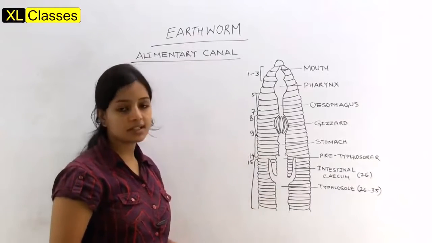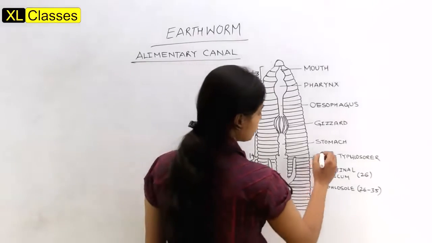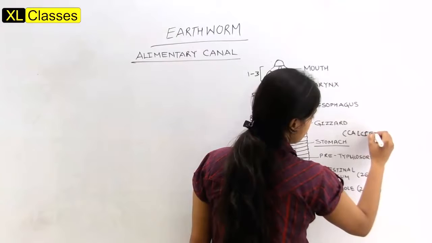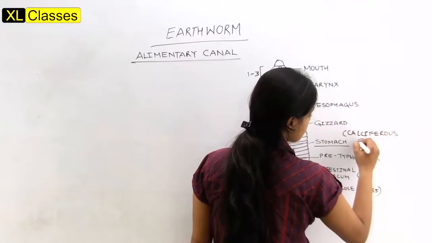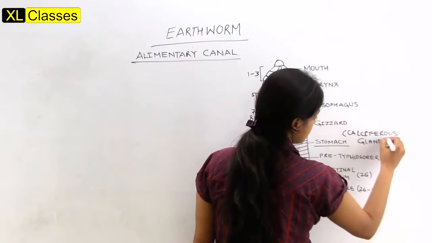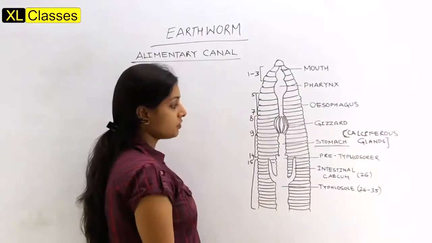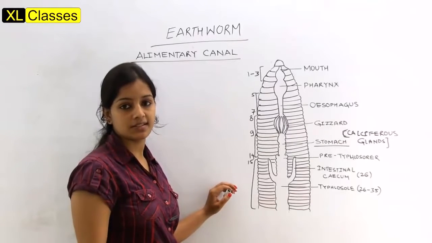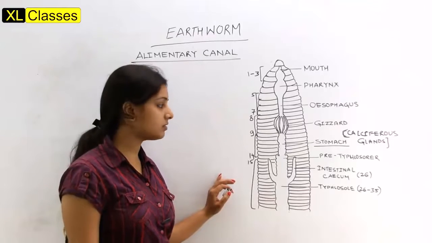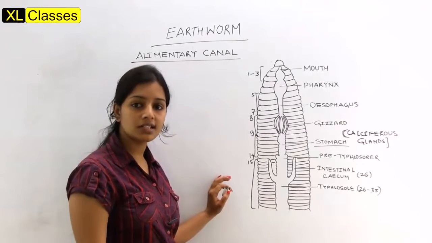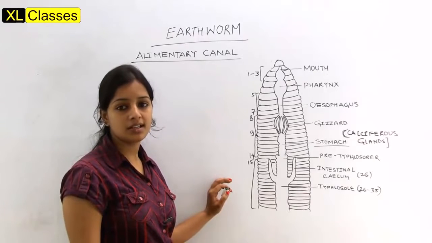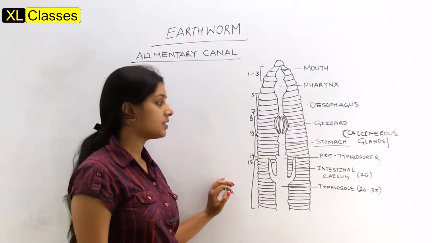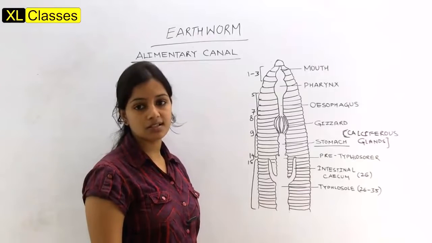In the stomach region, calciferous glands are present. The function of calciferous glands is that they neutralize the humic acid which is present in the humus, because the food of the earthworm is organic material mixed with soil and decaying leaves. So the humic acid which is present in that kind of food is neutralized by the calciferous glands which are present in the stomach.